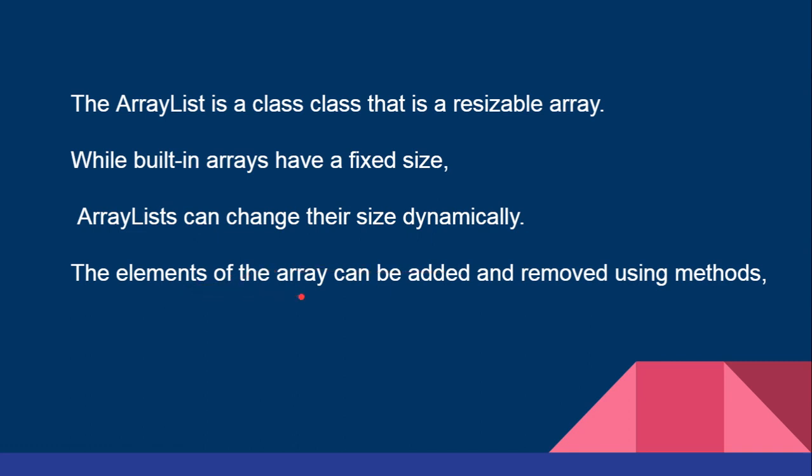The elements of the array can be added and removed using methods. We can add elements or remove elements using the methods of the class, like the methods of vectors. That means array list is a class and the class has many methods. Those methods help to add or remove the elements from the array.